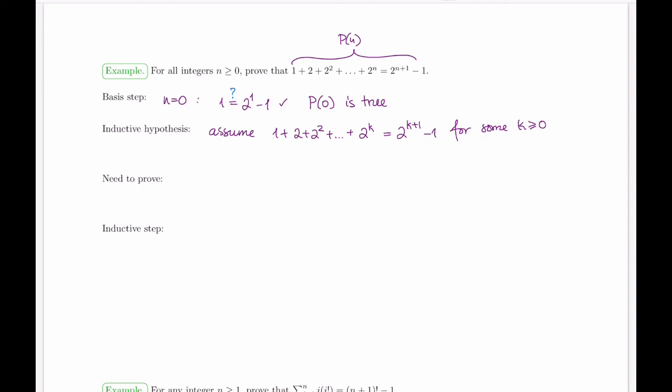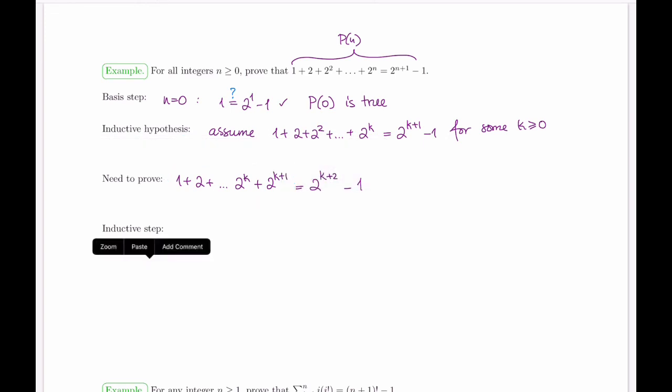I need to prove the exact same expression, but now for k plus 1. And again, it's better to write out what it is that we have up till k, and then include the k plus first term. And replacing n with k plus 1, what I have here is k plus 1 plus 1. So the expression on the right-hand side will turn into 2 to the power k plus 2 minus 1. The inductive step will hopefully actually prove this assertion.